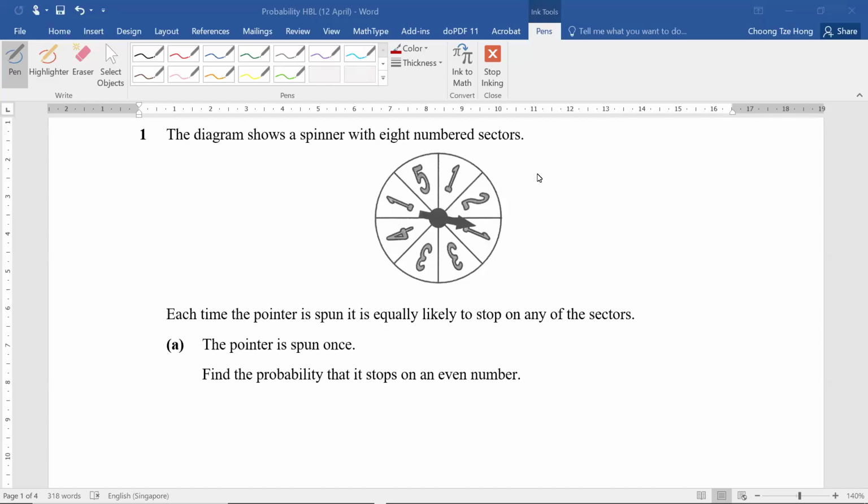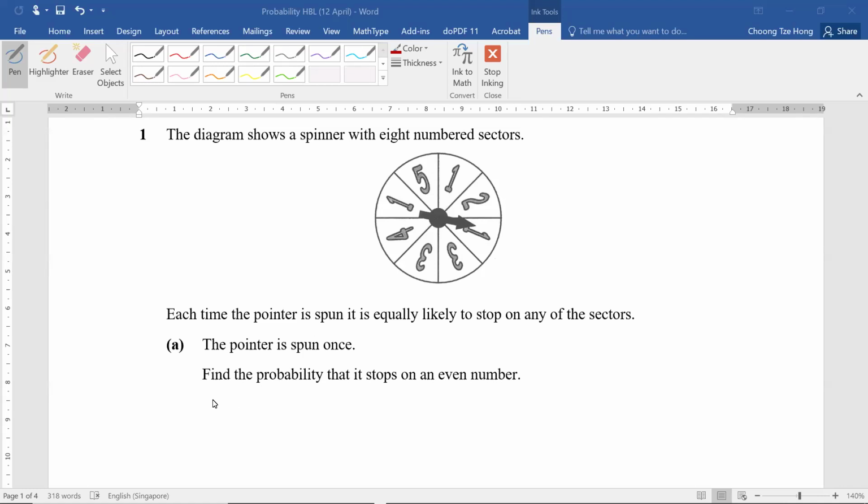Hi students, in this video I'll be going through the 2014 O-Level Mathematics Paper 1 question 20. Right, so let's read the question. The diagram shows a spinner with 8 numbered sectors. Each time the pointer is spun, it's equally likely to stop on any of these sectors. The pointer is spun once, find the probability that it stops on an even number.